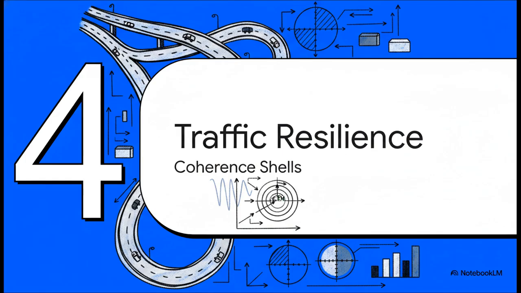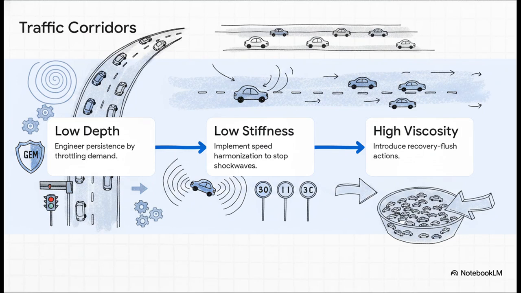We're leaving biology behind for a second and looking at urban engineering. Think of a highway corridor as literally a coherence shell for vehicle flow. A traffic jam isn't just bad luck, it is a mathematical loss of persistence. So how do we fix it using GEM?